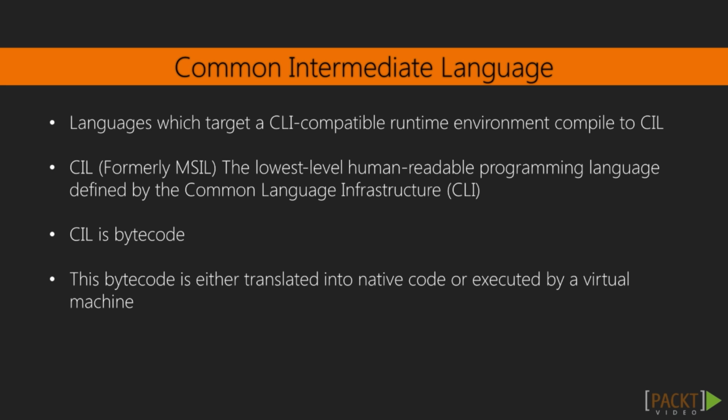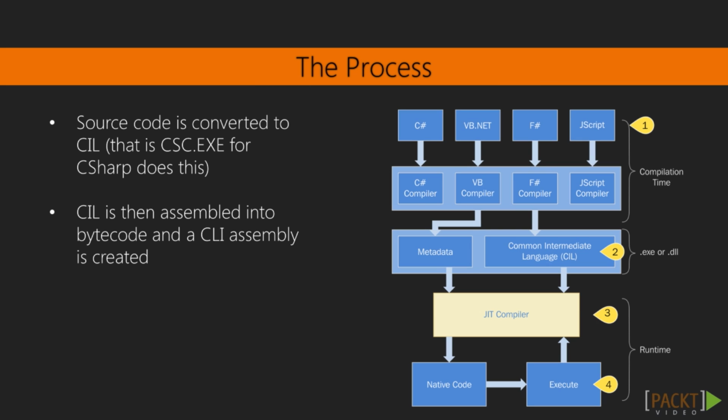CIL was formerly referred to as MSIL, which just stood for Microsoft Intermediate Language. And you could think of it as really the lowest level human readable programming language. It's at the point where when you read the code, you can still make some sense of it before it becomes converted to the level where it makes only sense to a machine. CIL is assembled into an object code that has bytecode style format, but essentially we often refer to it as bytecode. And this bytecode is either translated into native code or executed by a virtual machine. So a quick overview. 4 steps we could take a look at.